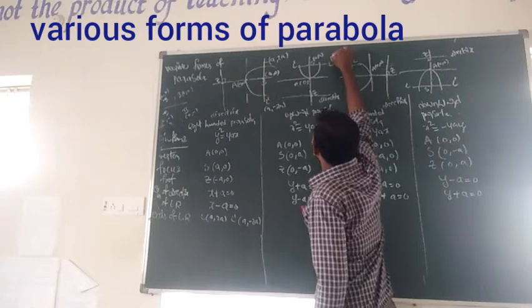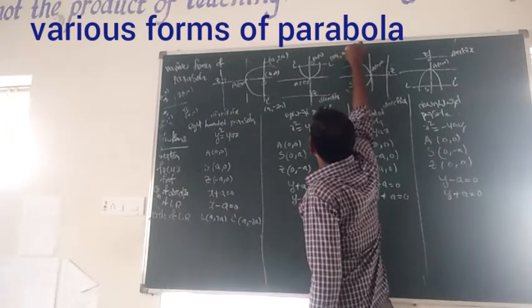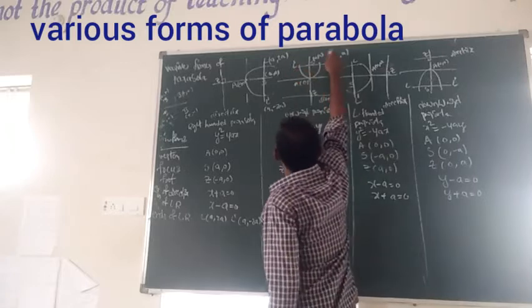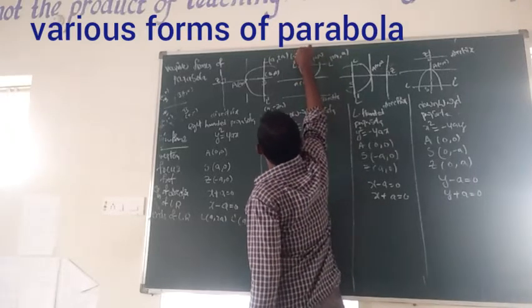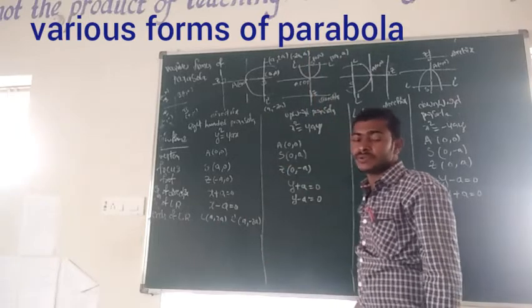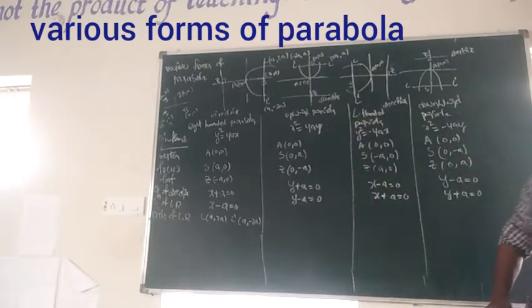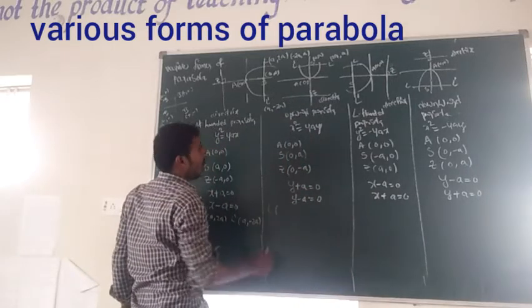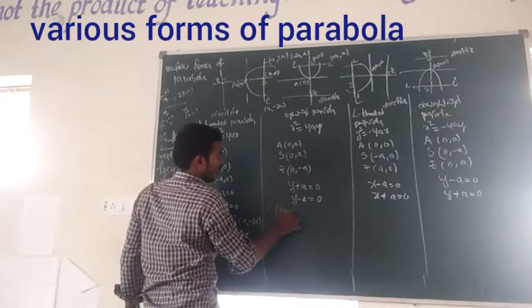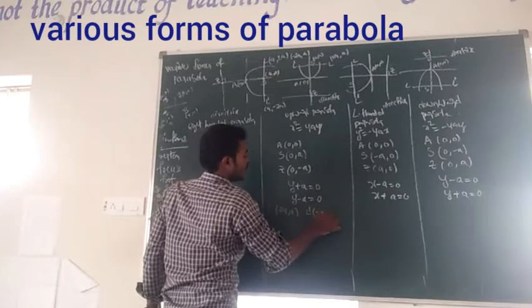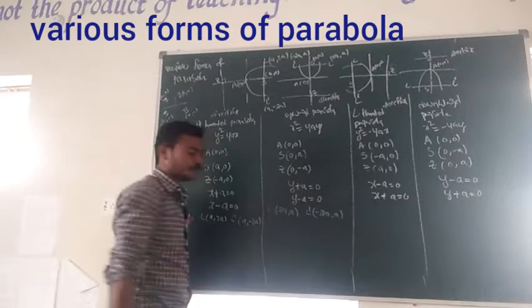So we will take here 2a comma a. Now in the second coordinate, the x sign is negative, so this is minus 2a comma a. Here L is (2a, a) and L dash is (minus 2a, a).